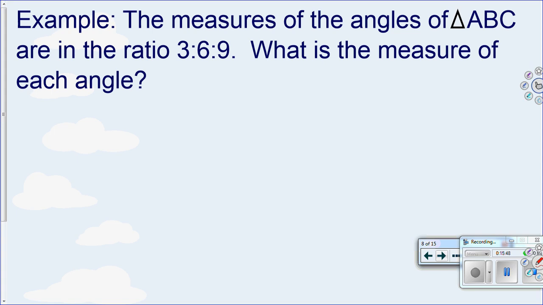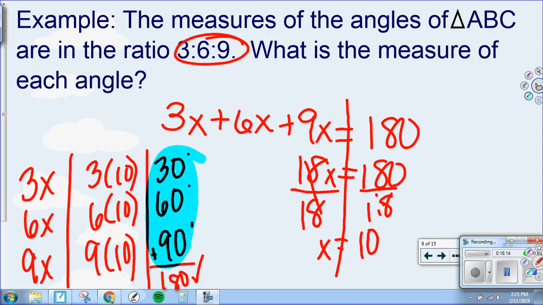All right, moving back to your notes. Our next example is a little bit more complicated, but once you see how it's done once, you should be good from that point forward. It says the measures of the angles of triangle ABC are in the ratio 3 to 6 to 9. What is the measure of each angle? Anybody have any idea? Take a second, think about how we can set up the equation based on this ratio. So you write an equation with the ratio 3 to 6 to 9: 3x plus 6x plus 9x equals 180. You solve for x, which is equal to 10, and then you substitute them in using a table to find the three angle measures, which are 30, 60, and 90.